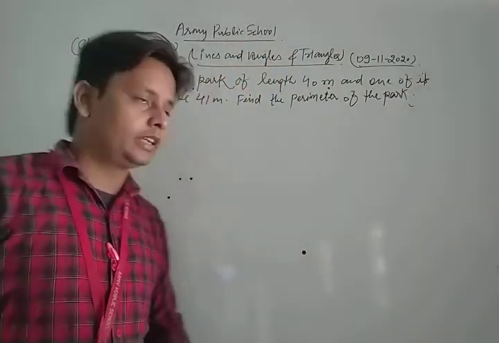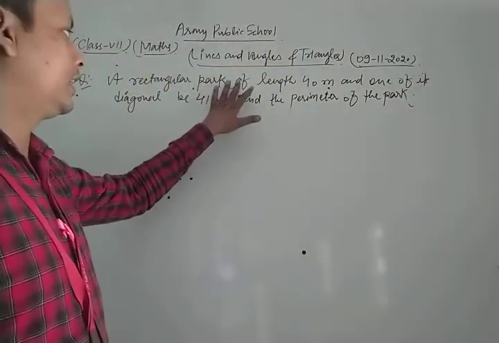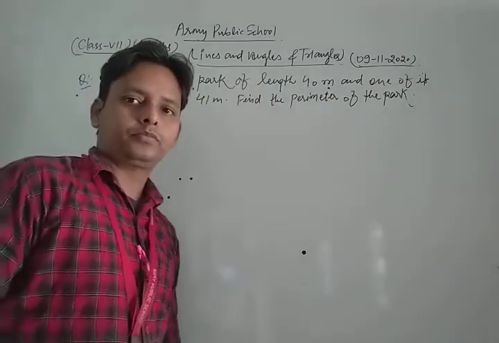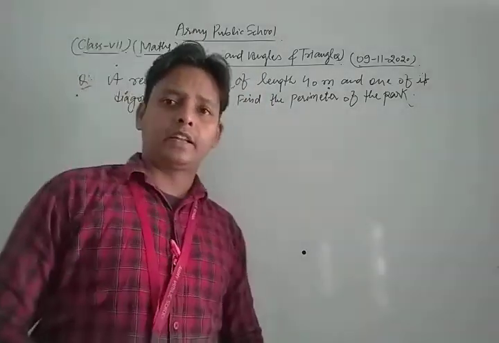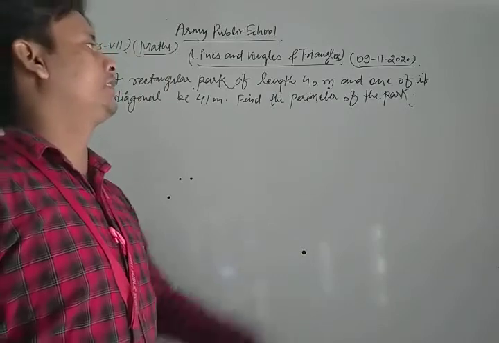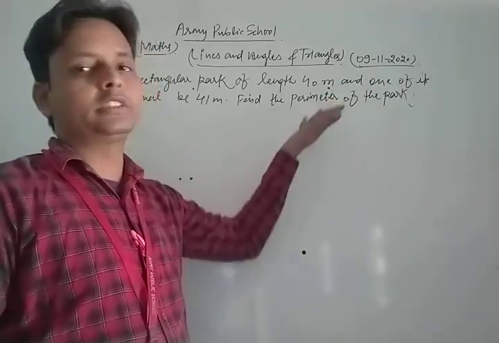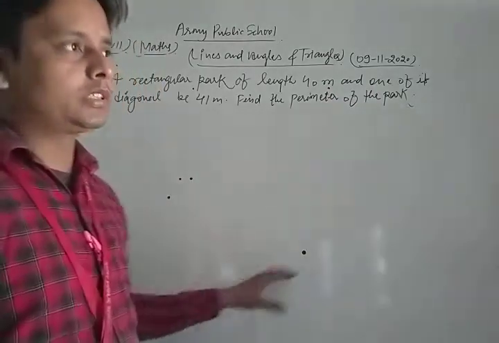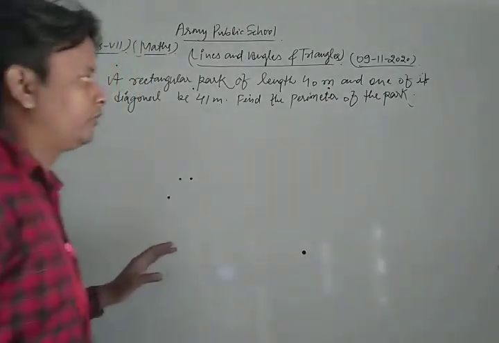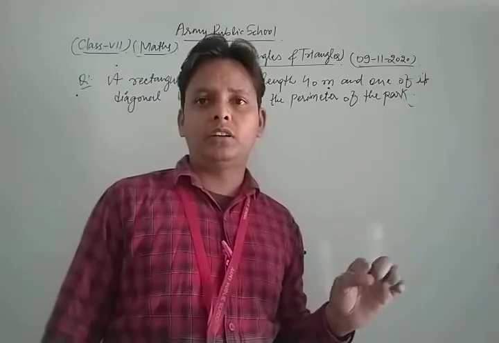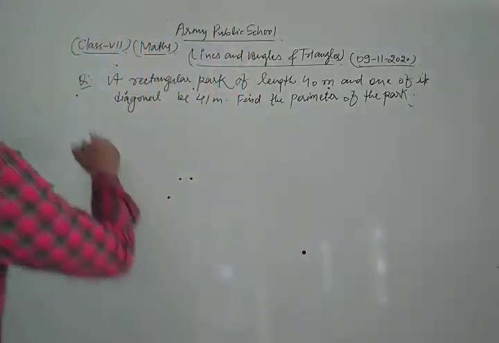Here a rectangular park is given of length 40 meter and one of its diagonal be 41 meter. Now we find the perimeter of the park. Okay, now let's see its solution.